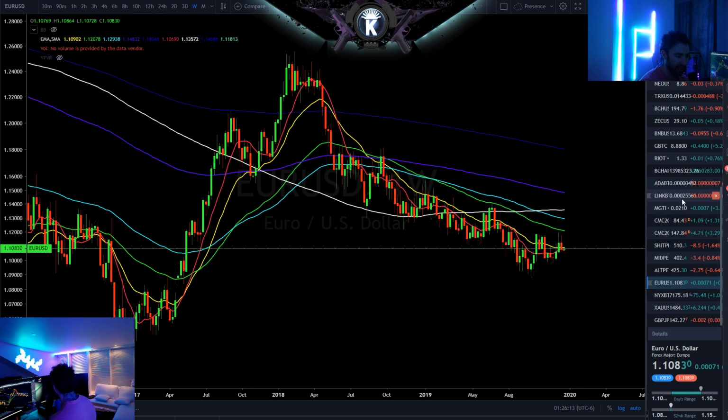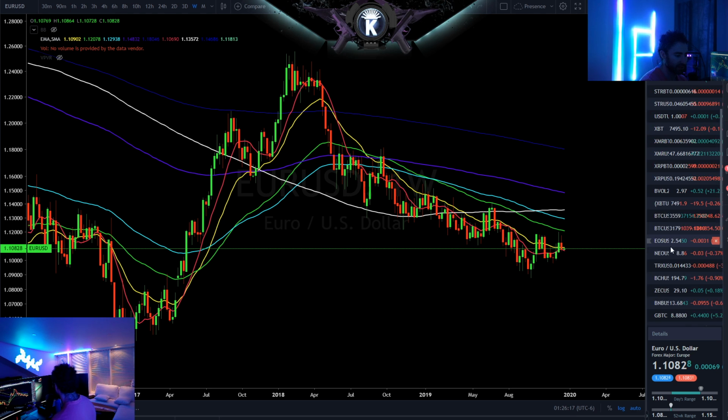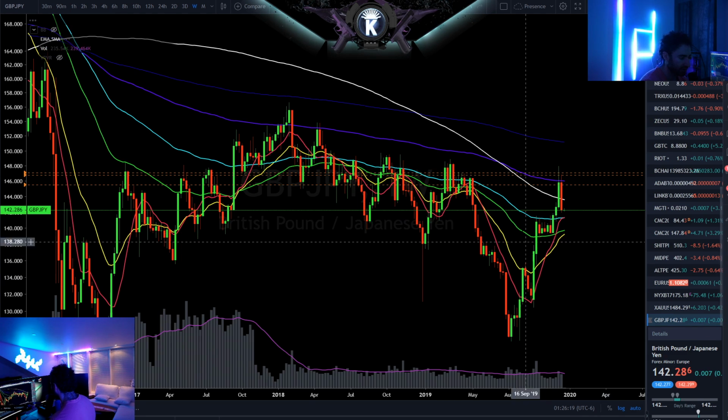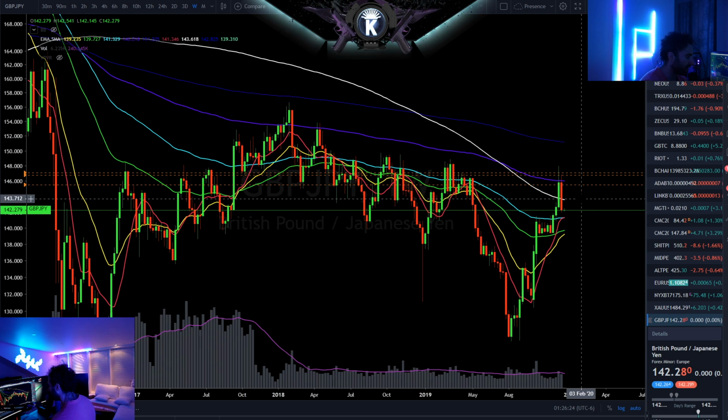Let's see, what else do we have? I think that's pretty much it. Maybe we can quickly check out pound yen. 142 spot 29. I'd be looking for a little bit of a pullback into the 143.7 region, but I would be looking for a rejection there.